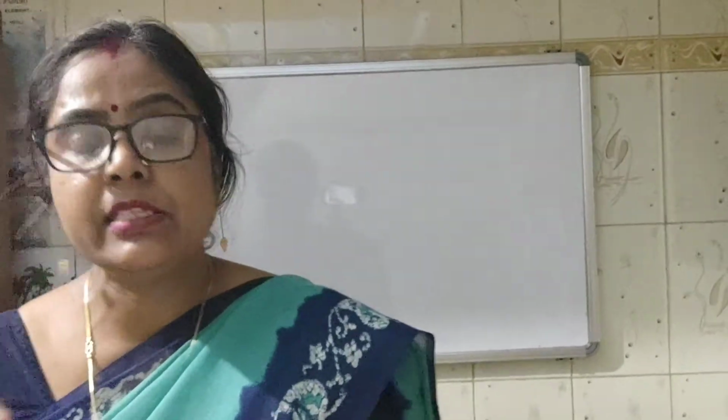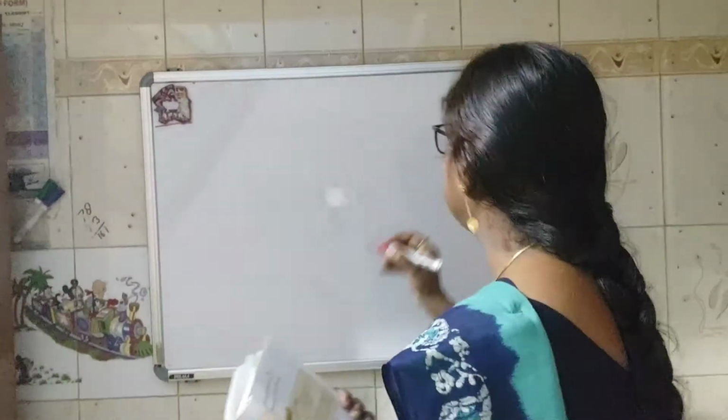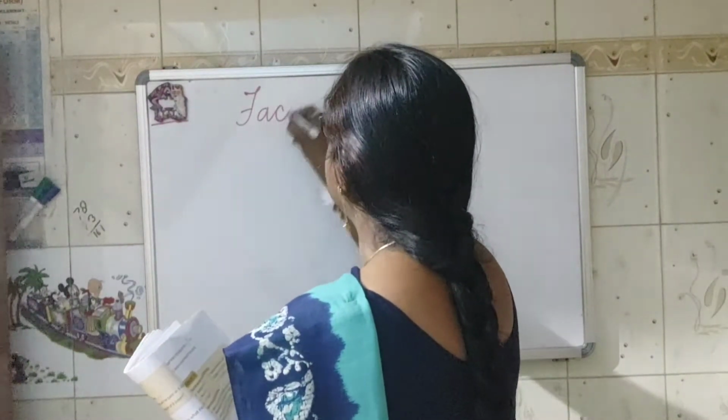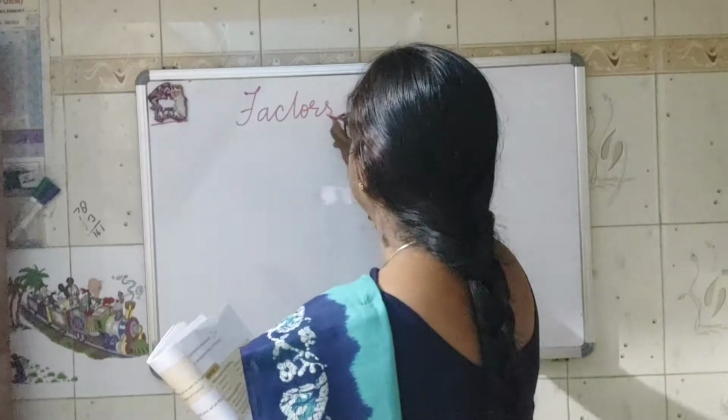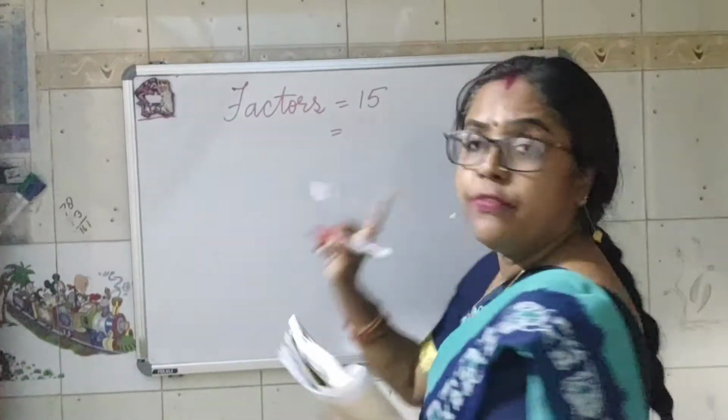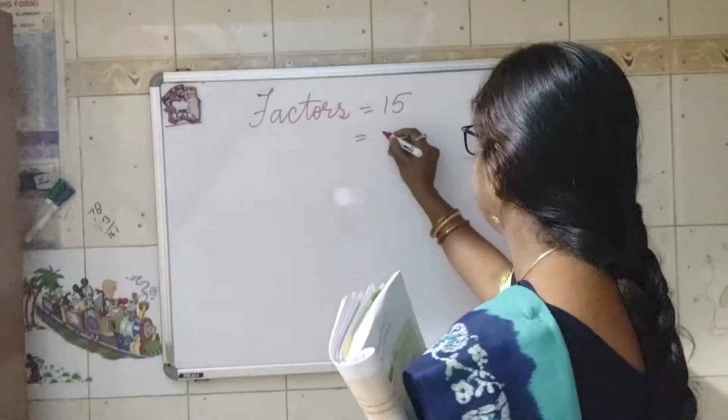Factors of 15. Factors and multiples we have not yet studied, but in class 4 it was there. So I hope you remember it. In case you have doubt, I am just going to explain how to find the factors. So I am writing only the factors of 15, I will not solve the whole question. Factors of 15 means the first factor of every number is 1. Okay.